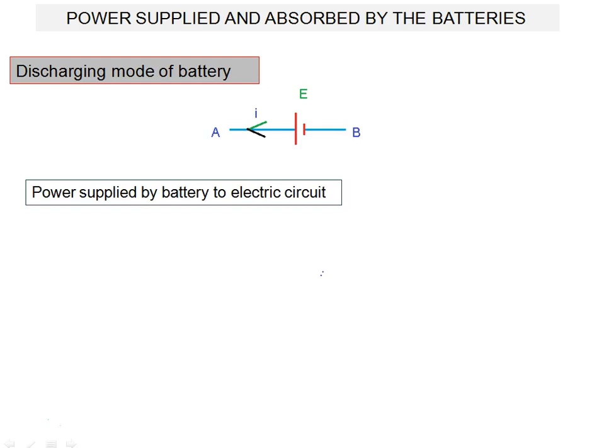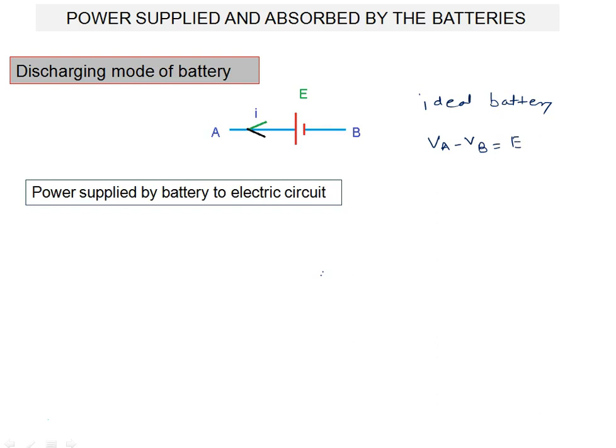Now all of you know, if it is an ideal battery, then for every ideal battery we will say that the terminal potential difference across A and B, that is VA minus VB, can be written as the EMF of the battery, because if it is the ideal battery, there is no internal resistance.